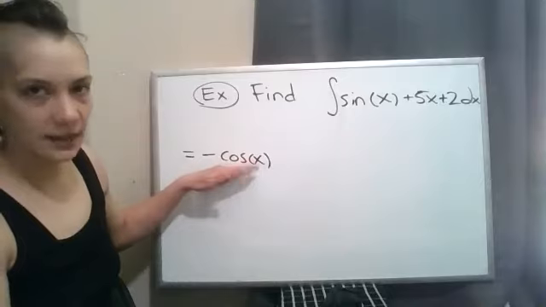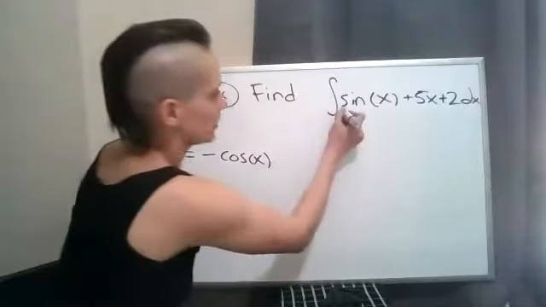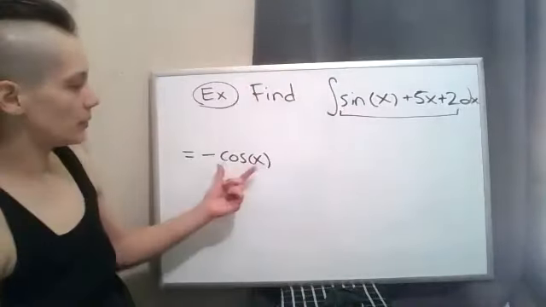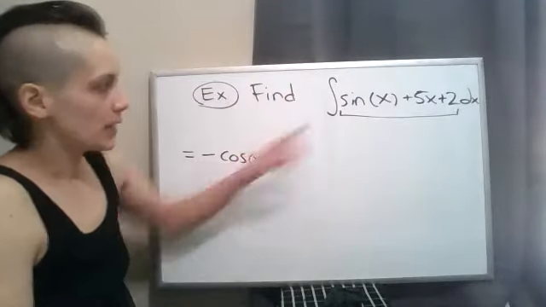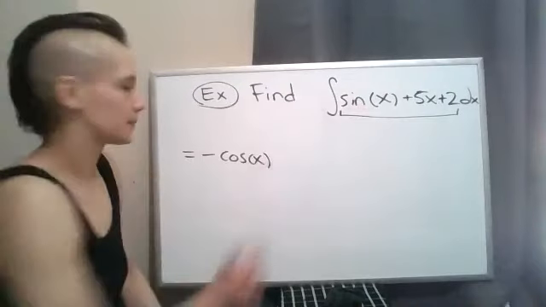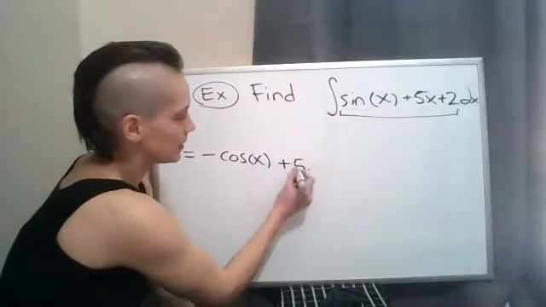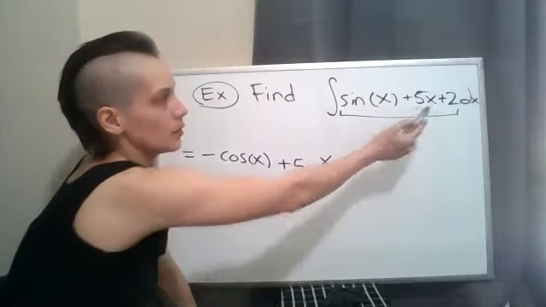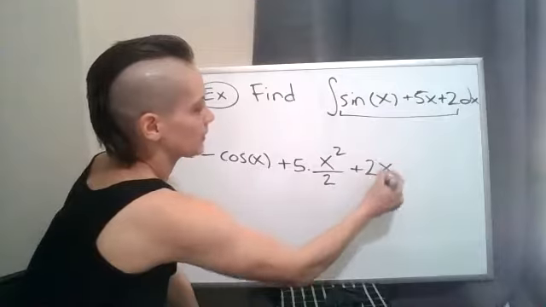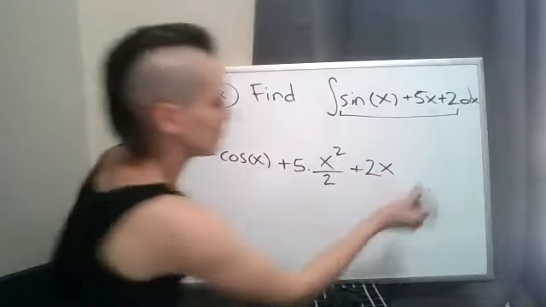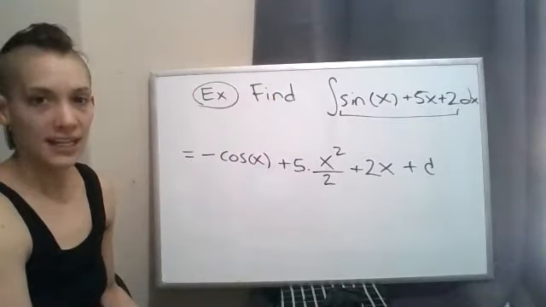So you can check by taking the derivative term by term as we go and make sure that you get back to this function in here. So the derivative of cosine is negative sine, and that other negative would get you back to the positive sine of x. Add 5 times x with power 2 over 2. Add 2x, and then plus c, some number c. And that's it.